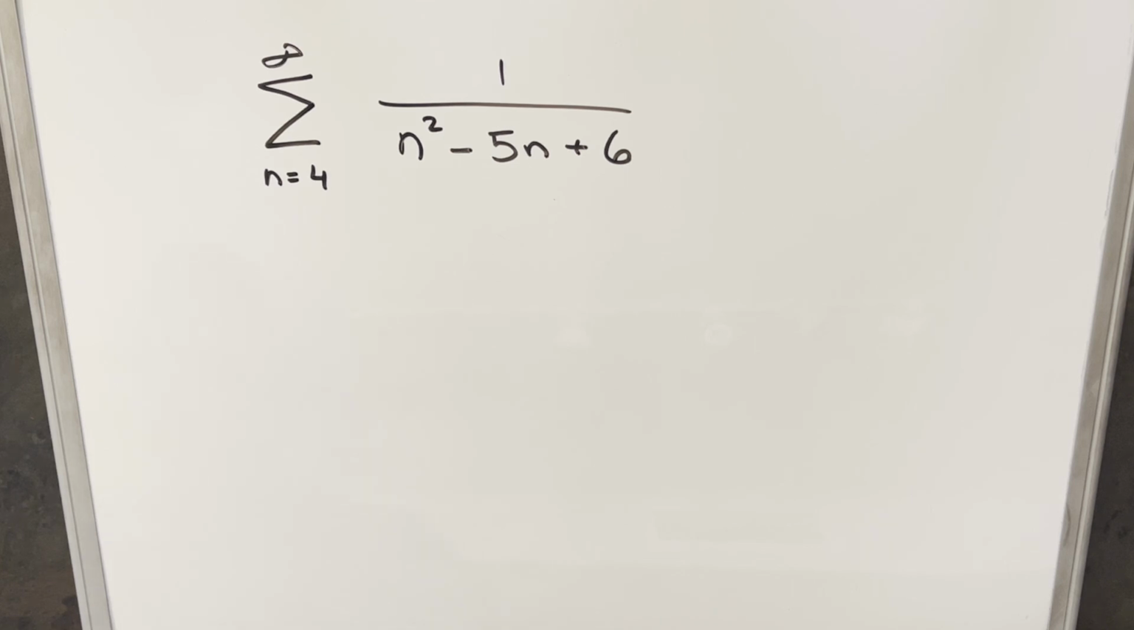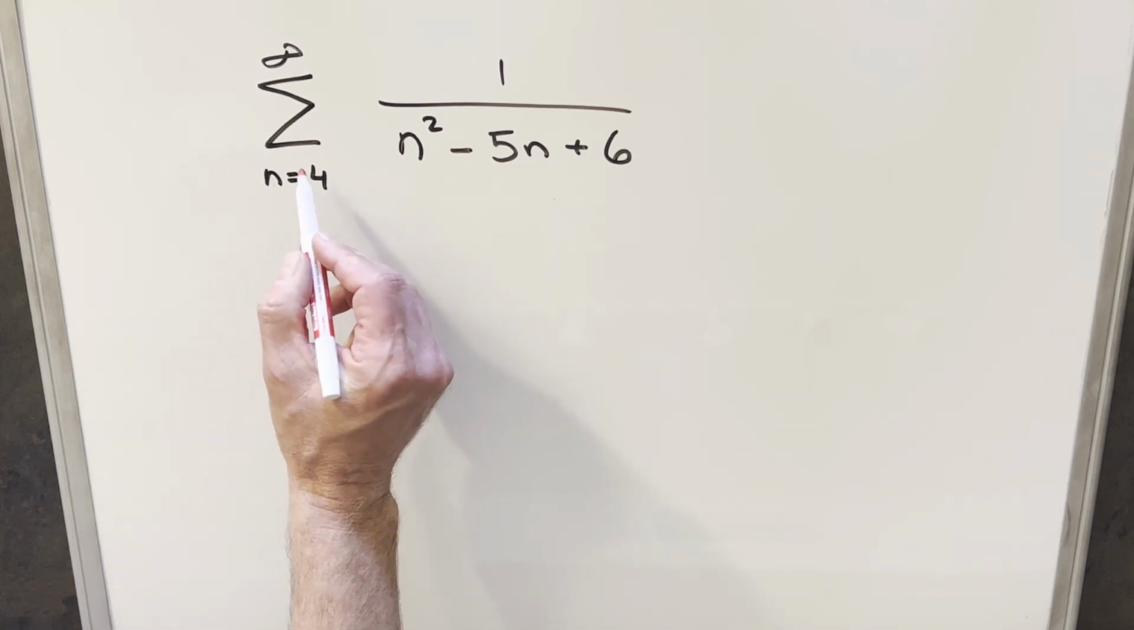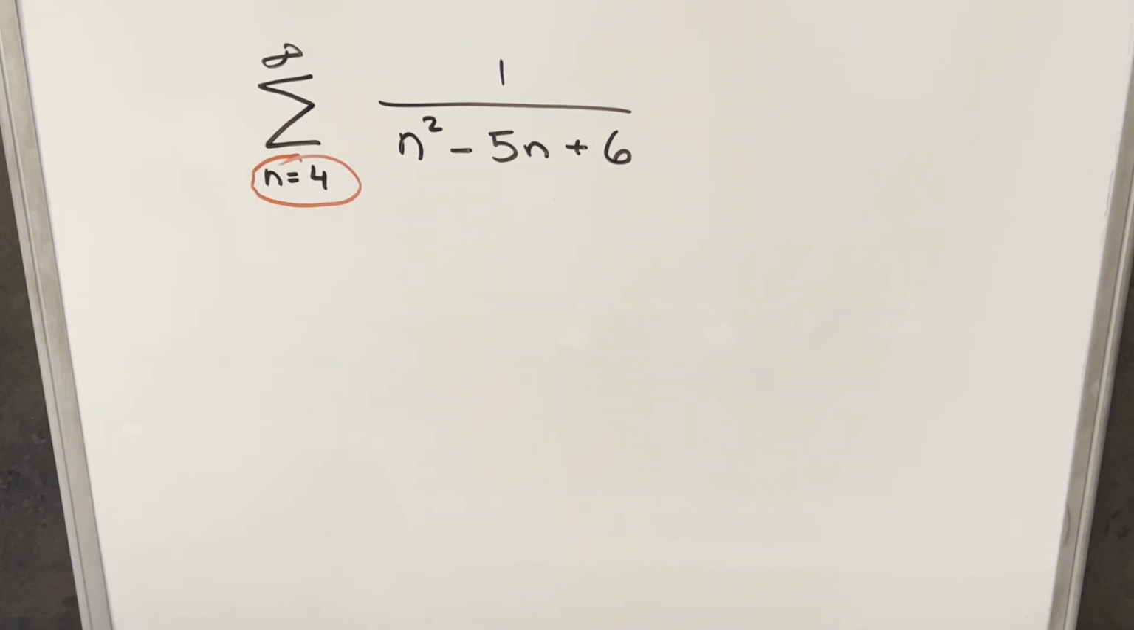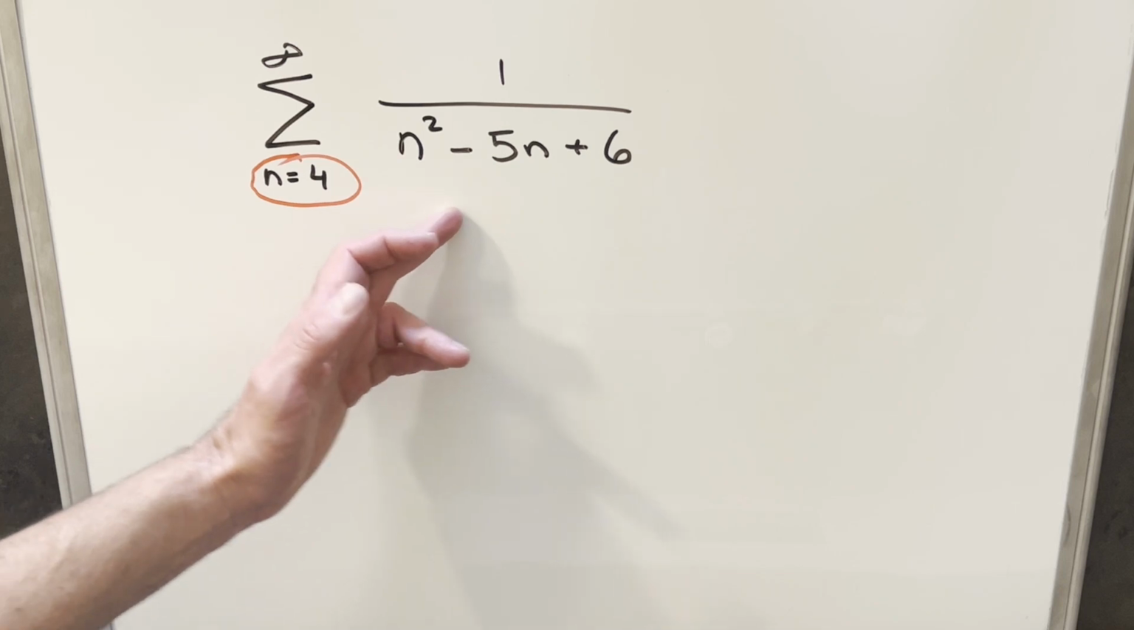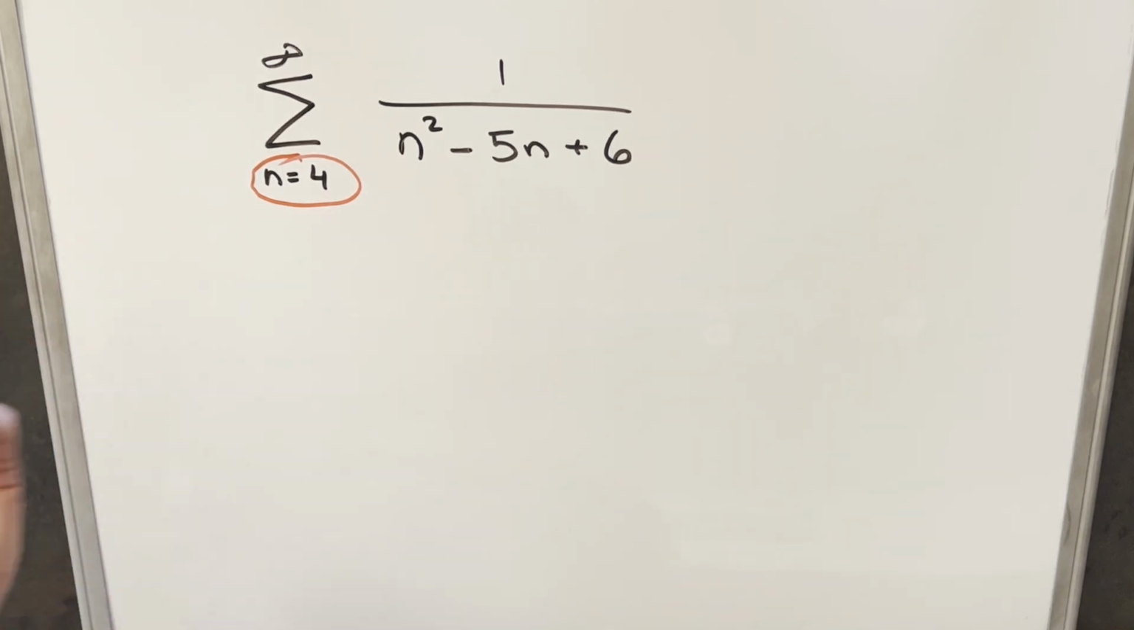Okay, we have something a little bit different today. We've got the sum from n equals 4 to infinity of 1 over n squared minus 5n plus 6. To start with, the first thing I want to notice is this lower bound, n equals 4. We usually start at a value like 0 or 1, but here, if we did that, there's a few different points where we're going to be dividing by 0, and that's going to cause a problem.